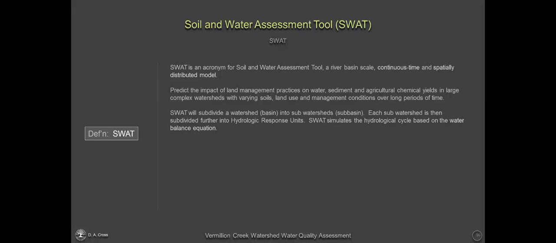SWAT will subdivide a watershed, which they call a basin since it's much larger, into subwatersheds, which they call subbasins. Each subwatershed is then subdivided further into hydrologic response units. SWAT simulates a hydrological cycle based on the water balance equation given here.